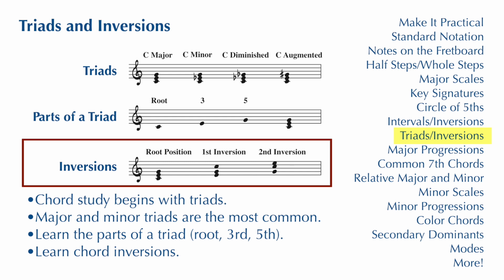After learning to build and recognize triads, you should learn about chord inversions. At first, you'll learn chords in root position, meaning that the root of the chord, or the note the chord is built on, is written and played as the lowest sounding note. In chord inversions, some note other than the root of the chord is written as the lowest sounding note.